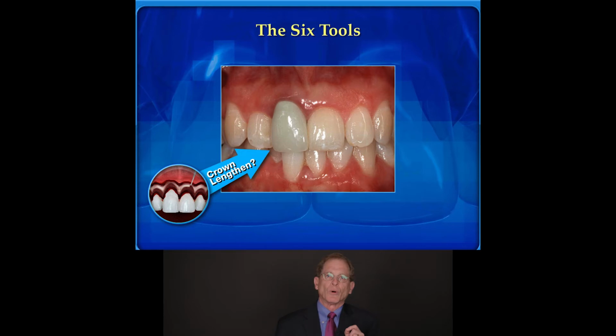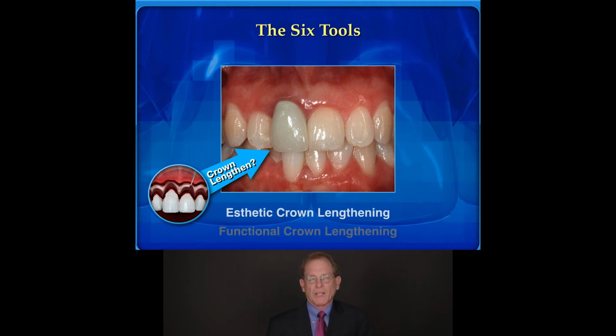The second tool that we have in our bag of tricks is crown lengthening, the second perio tool. And as we all know, there are two types of crown lengthening that are available to us. So let's first of all look at the aesthetic crown lengthening procedure.